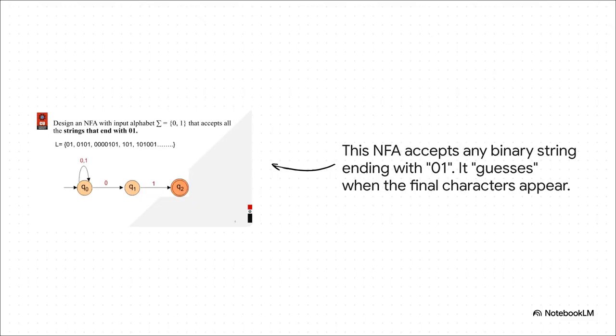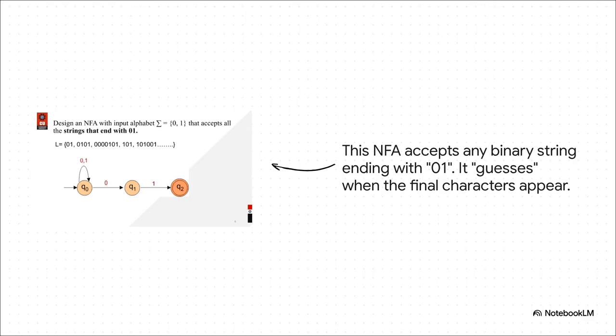Let's look at an example, because this is where it really clicks. This NFA here is built to find any binary string that ends with 0, 1. See that first state, Q0? It can just hang out there, looping on any 0 or 1 it sees. But whenever it reads a 0, it gets a choice. It can either stay in Q0, or it can guess that this might be the start of that final 0, 1 and jump over to state Q1. If it guesses right, and the very next symbol is a 1, it moves to the final state, Q2, and accepts the string. It's this ability to kind of explore multiple paths at once that makes NFAs so cool to design with.